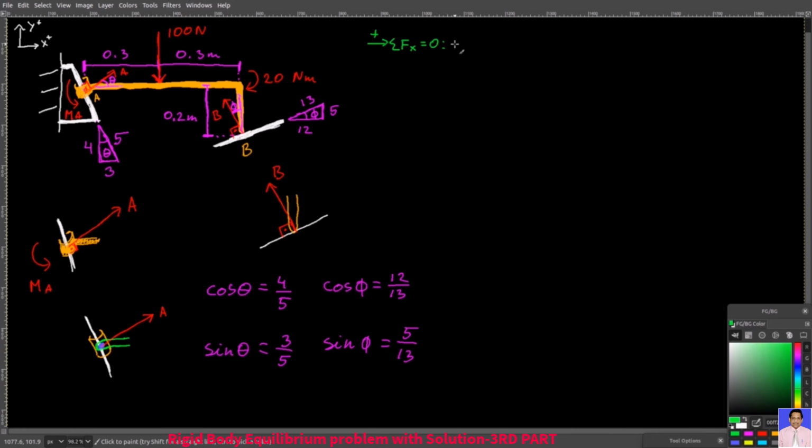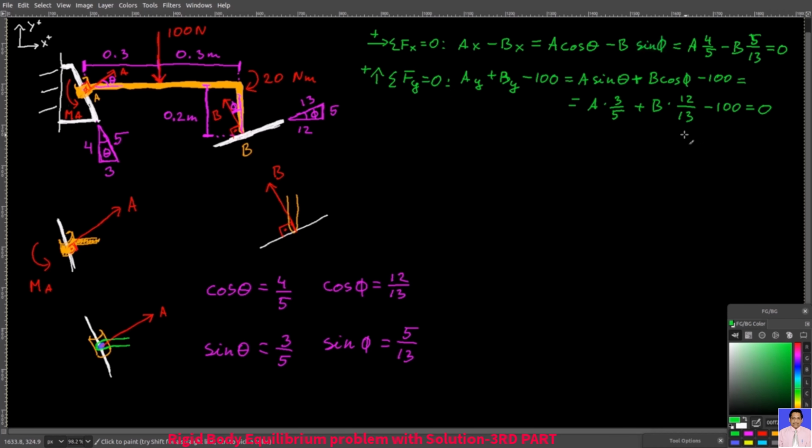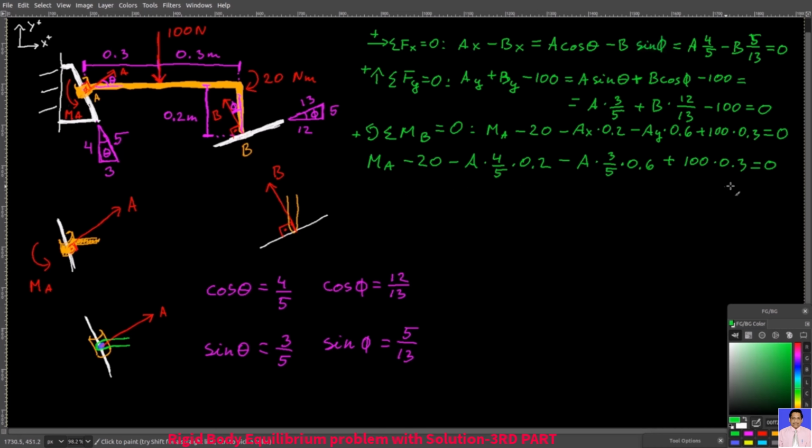And so let's do it. Forces in the x direction, they give me Ax minus Bx, which I can write like this or like this, and that will be 0. Then forces in the y direction, it will give me this equation, and then I'm just going to take moments about point B. I have my reaction moment MA, which is here, minus the couple moment that I have here. Then this is the moment due to Ax, due to Ay, and then due to 100 newtons, and all that must be 0. In other words, I can rewrite this equation like this.